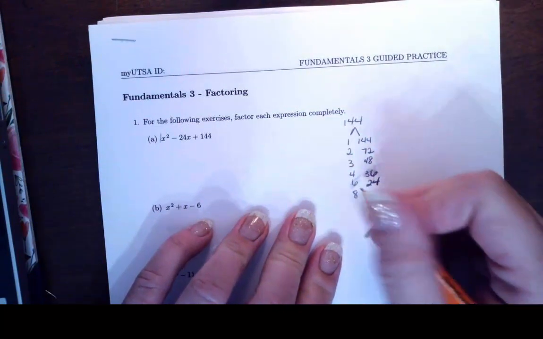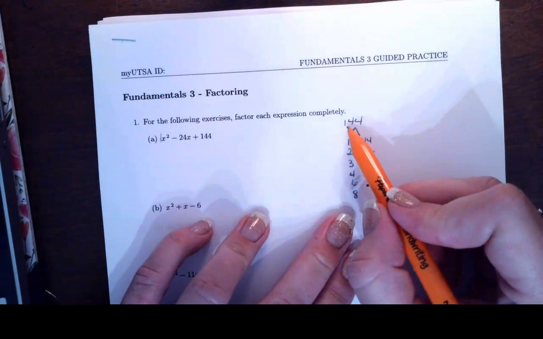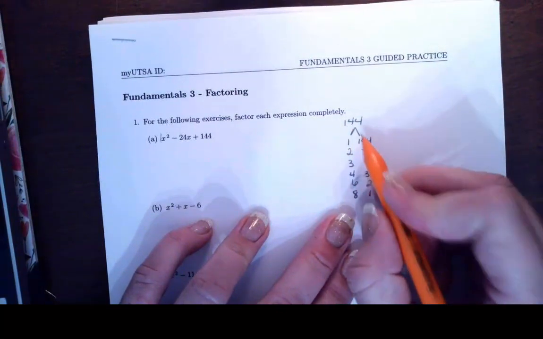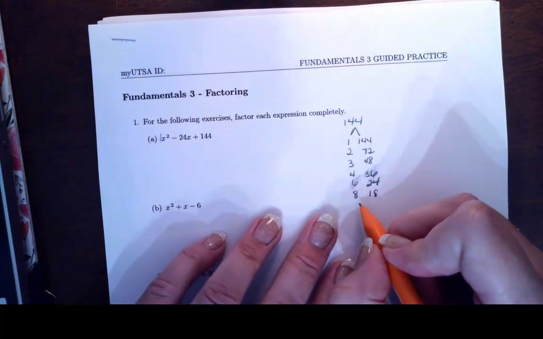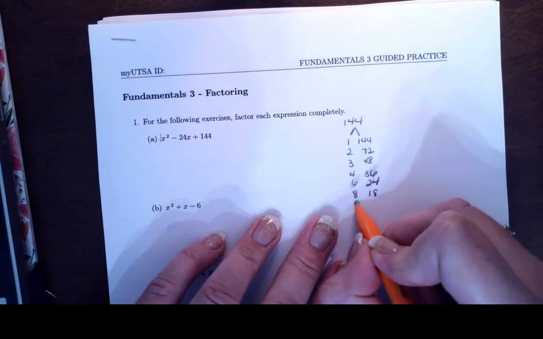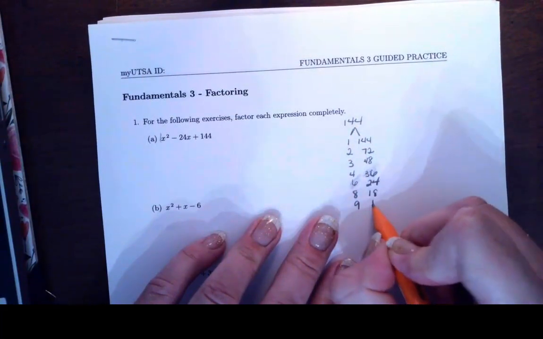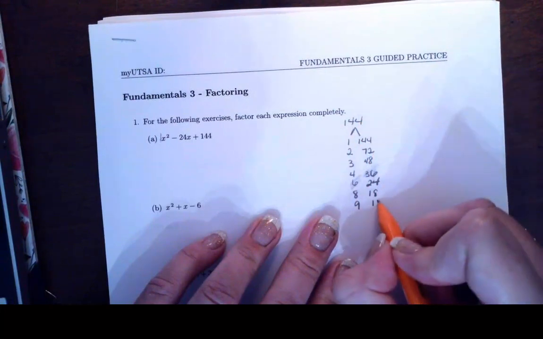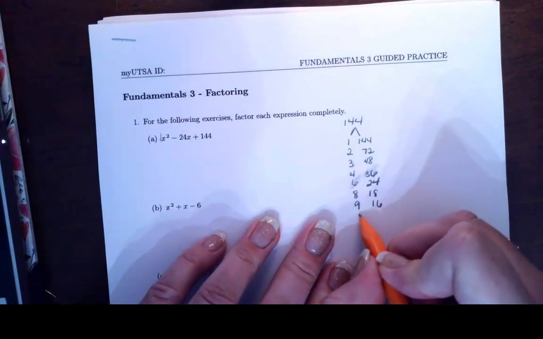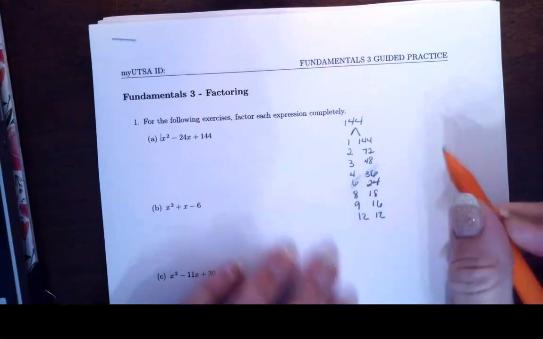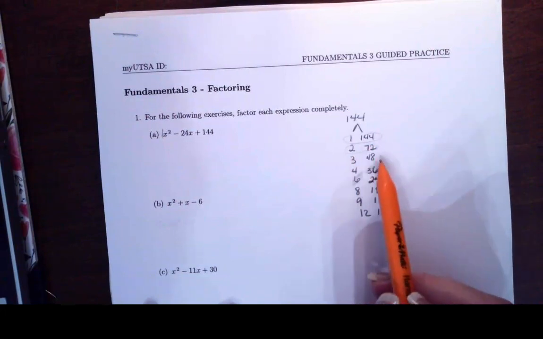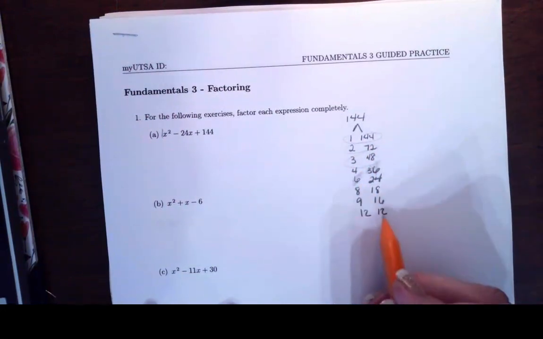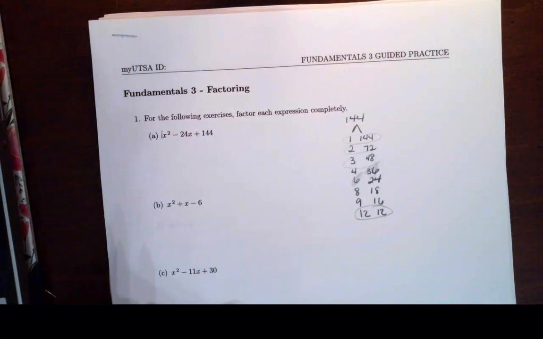So basically I'm going to rip all my way down. And, well, I might as well just finish it. 8 goes into 144 eighteen times, so I get 8 and 18. 7 doesn't, or sorry, 9 doesn't. 9 does. 9 goes in, so I get 9 and 16. 10 doesn't, 11 doesn't, but 12 does, and that gives me 12 and 12. So that's an addition of 24.